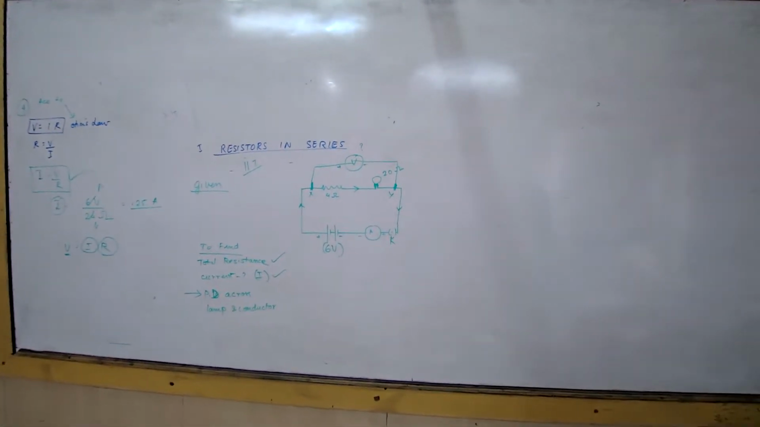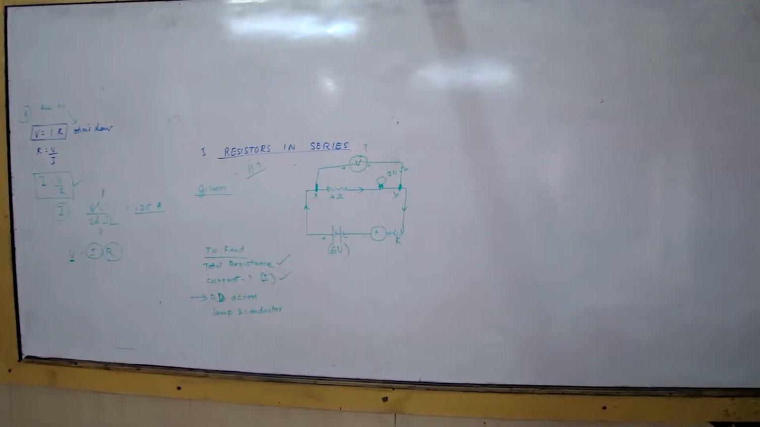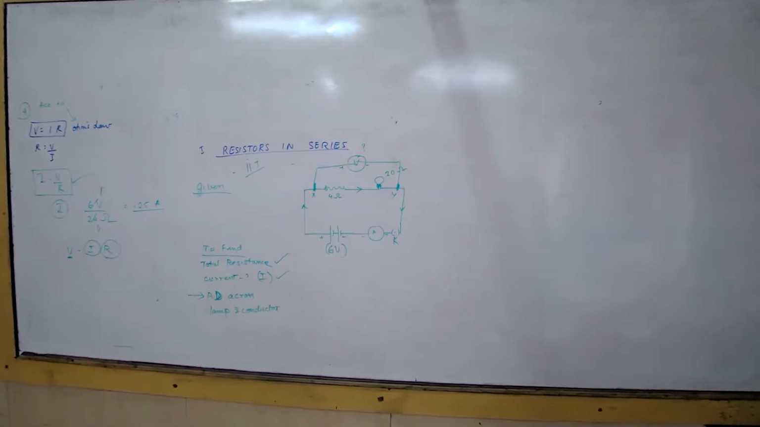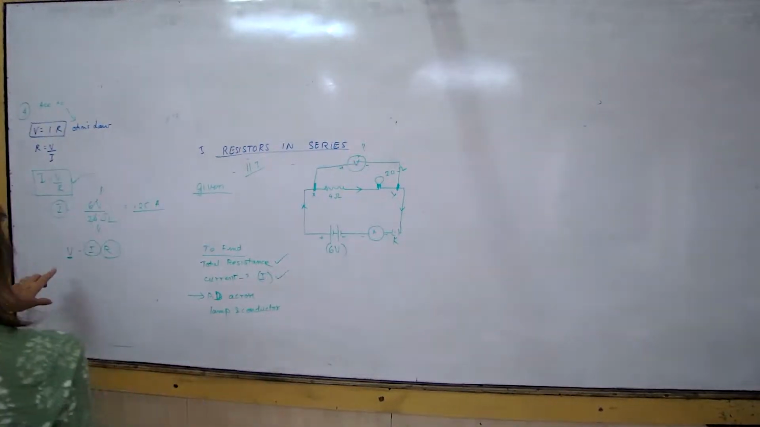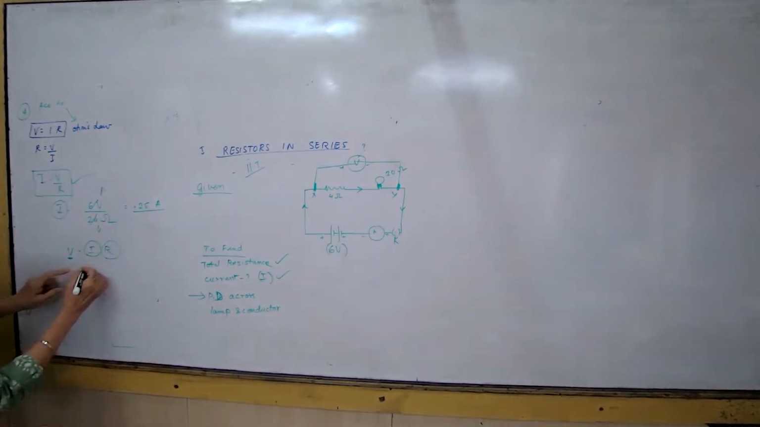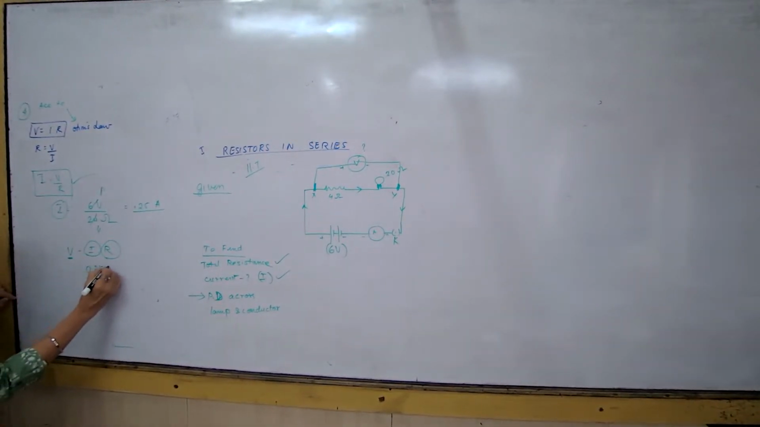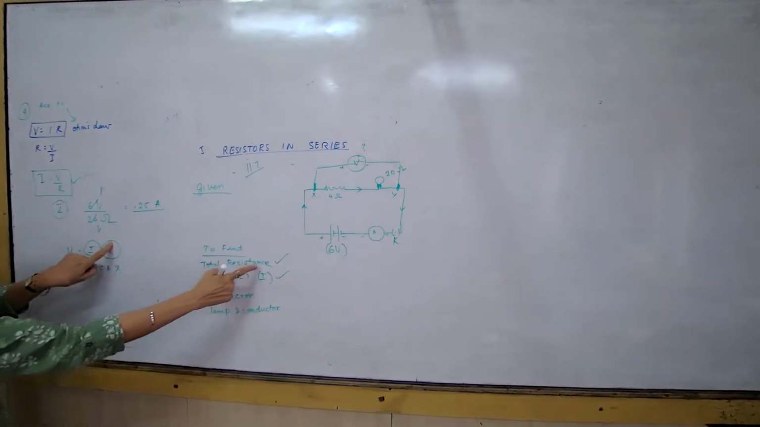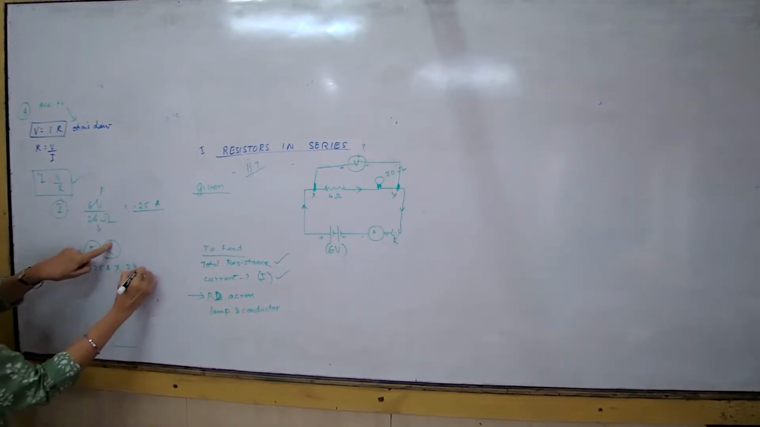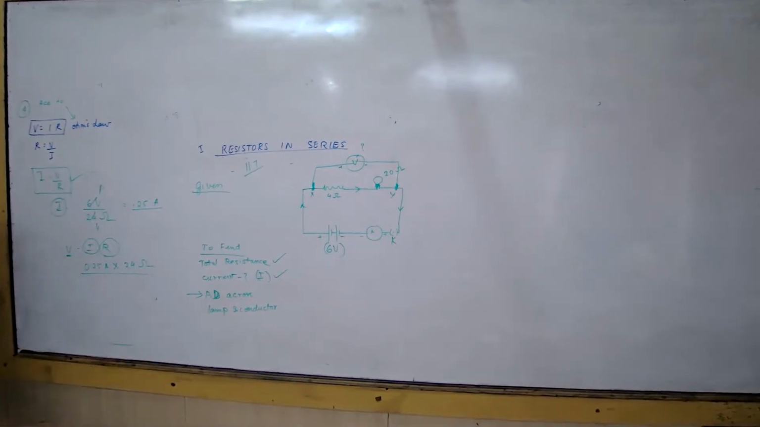How much is your V? Here, V. What is your current? Current is equal to 0.25 ampere. Okay, times resistance. I already found out that it is equal to 24 ohm. So how much is that?